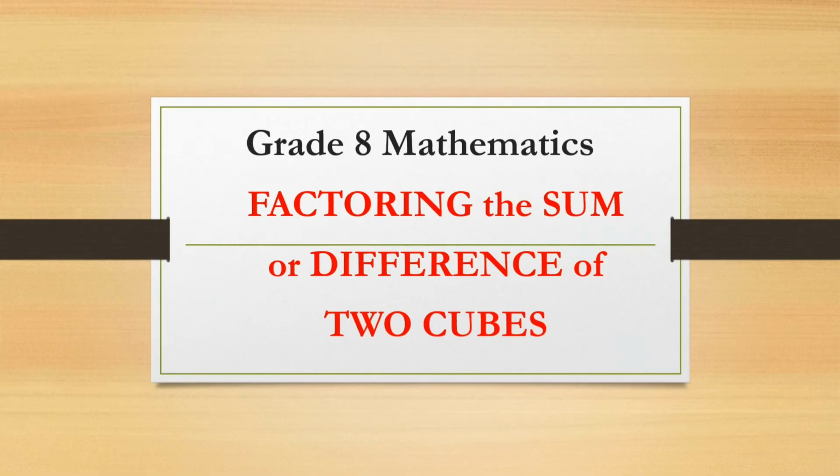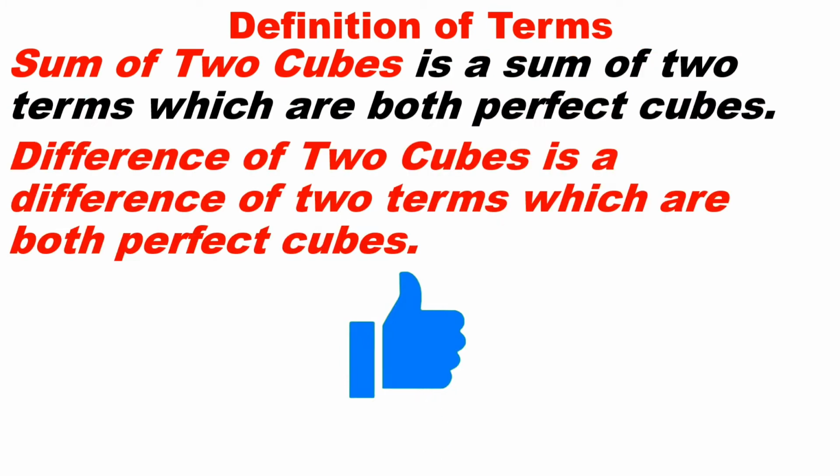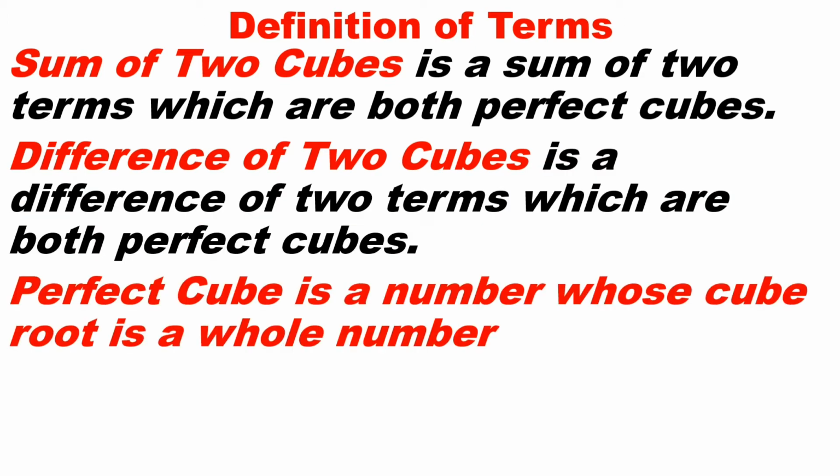Let us start the lesson by the following definition of terms. Sum of two cubes is a sum of two terms which are both perfect cubes. Difference of two cubes is a difference of two terms which are both perfect cubes. Perfect cube is a number whose cube root is a whole number.